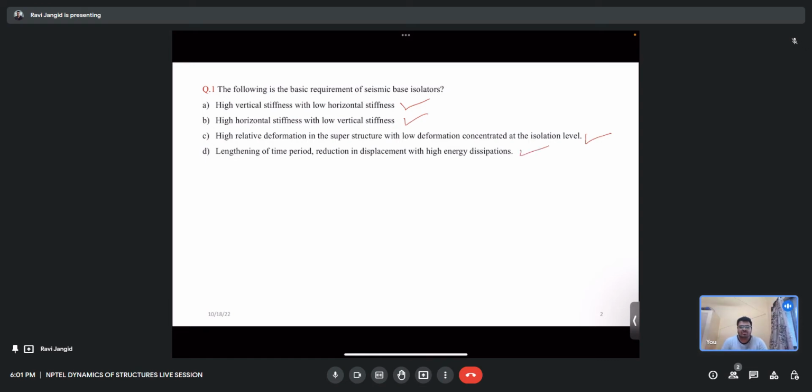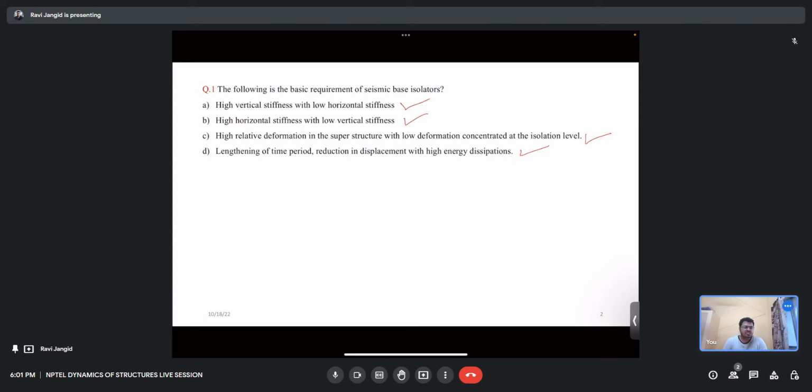So what is the meaning of an isolator, and why do we provide it? When you think about an isolator, what comes to your mind? Is it reducing the response of the structure, and is it in the vertical direction or the horizontal direction?